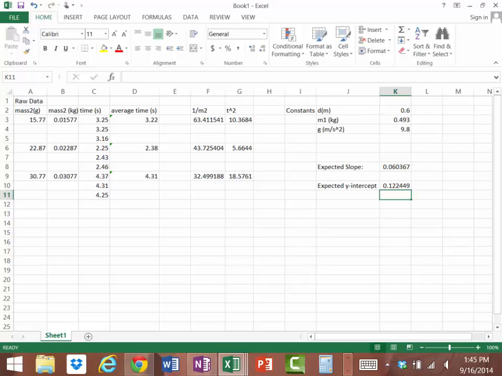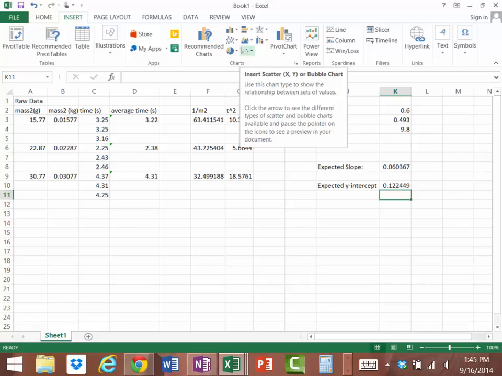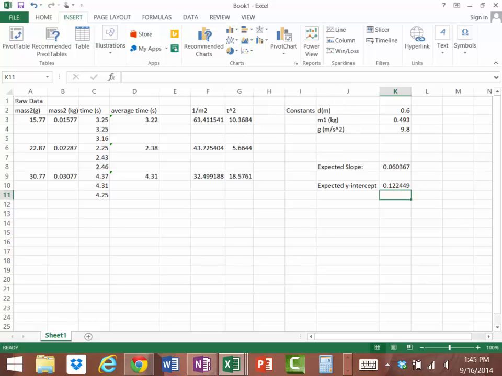How are we doing? Are we okay? Are you ready to graph? Isabel's like, let's go. I stole it. I didn't make it up, it's not from my data. I'm so excited. I want to make a graph.